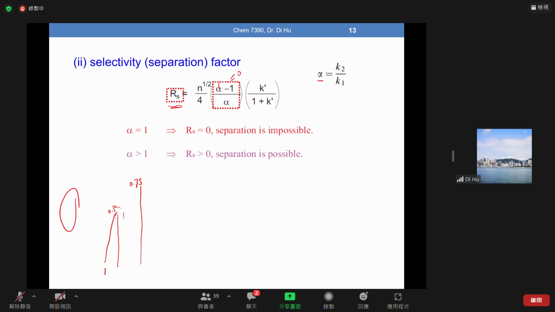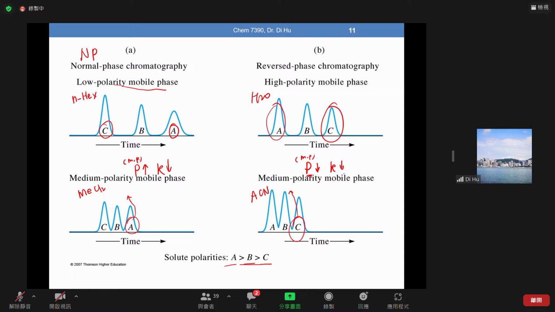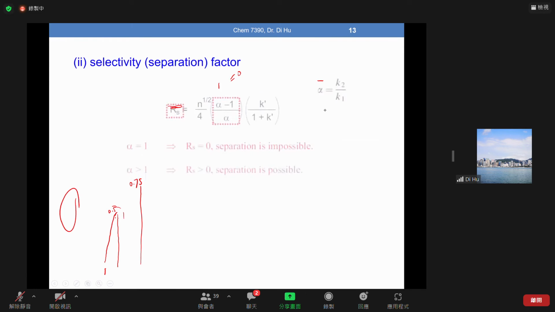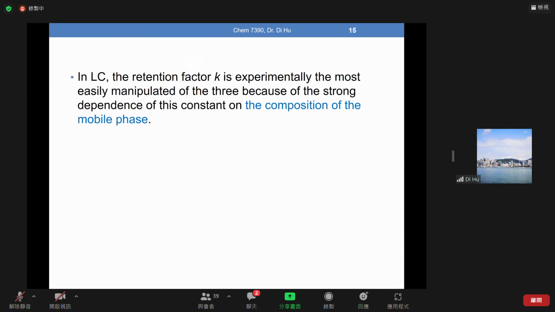Remember what we talked about just now? Why are we talking about this one? How can we play with the k? In reverse phase and normal phase chromatography, what did we do? If we already have the column, we play with the polarity of the solvent, right? So the easiest way to play with the k value is to manipulate the composition of the mobile phase.